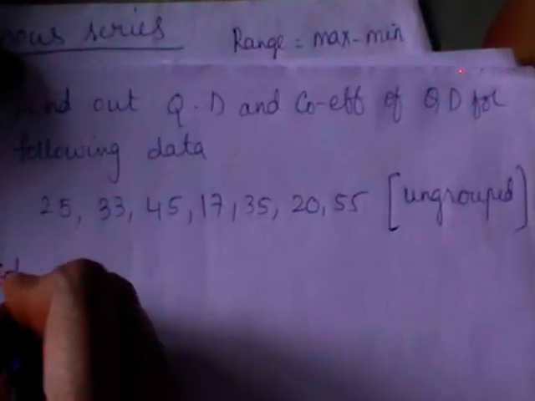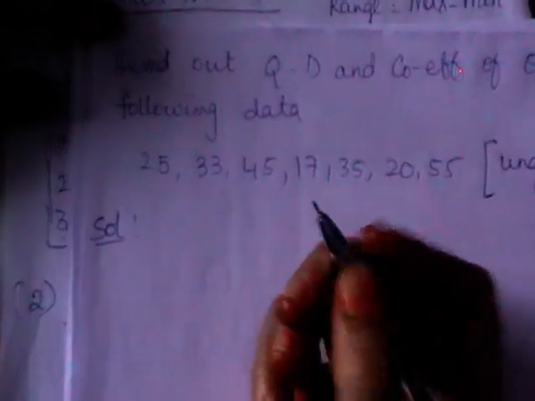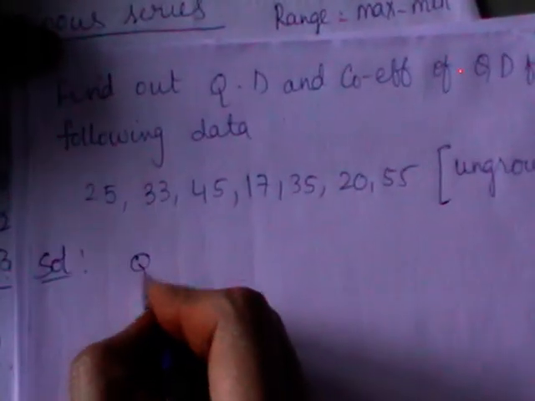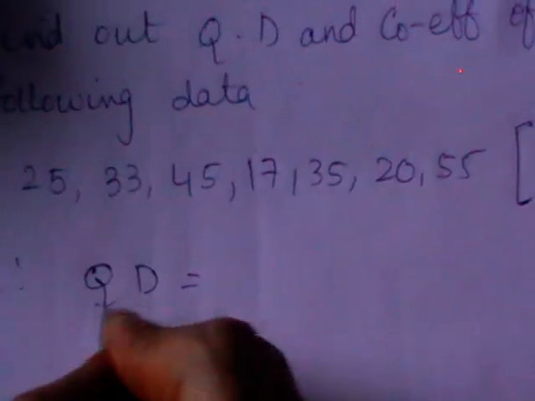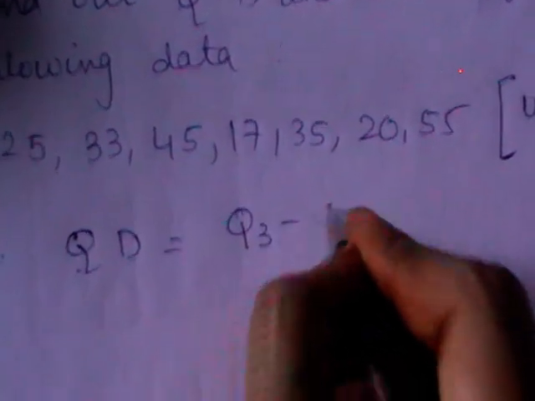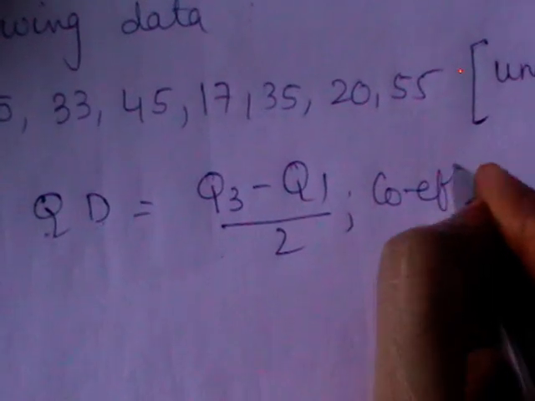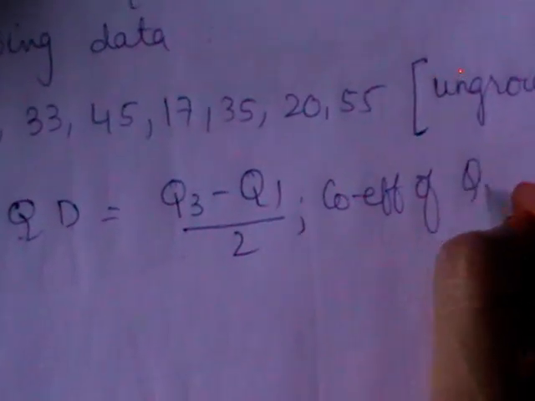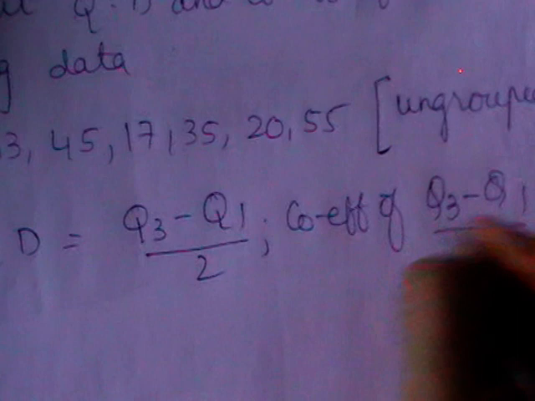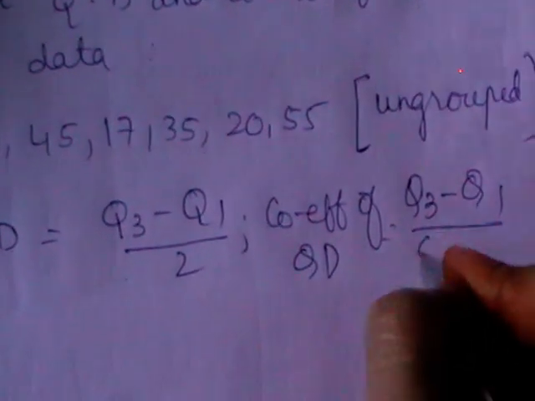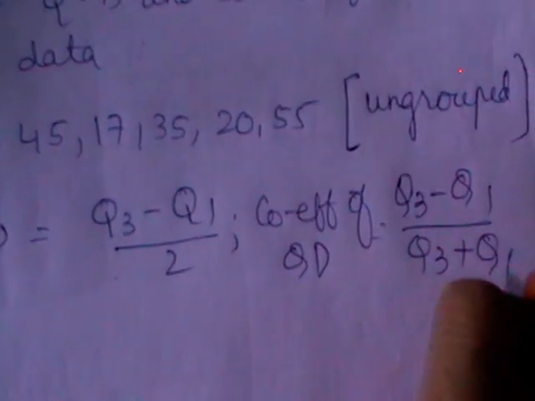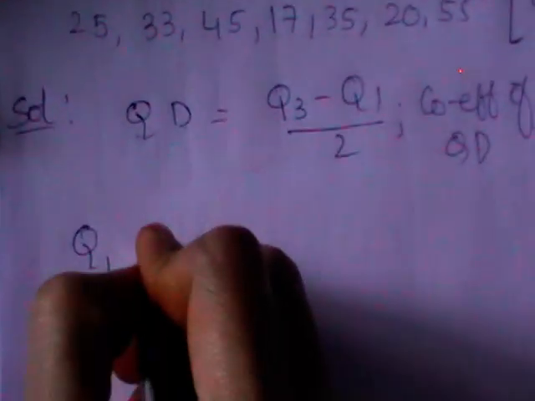So what is the question? First of all, you should write the formula in any problem. Here you need to calculate QD, which stands for quartile deviation: Q3 minus Q1 by 2. The formula for the coefficient of quartile deviation is Q3 minus Q1 by Q3 plus Q1. So let us calculate Q1.